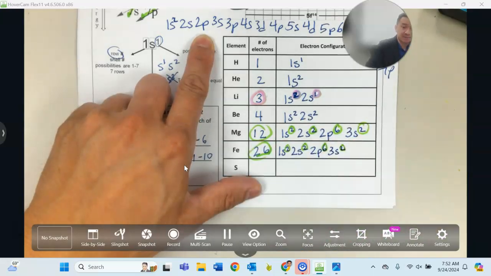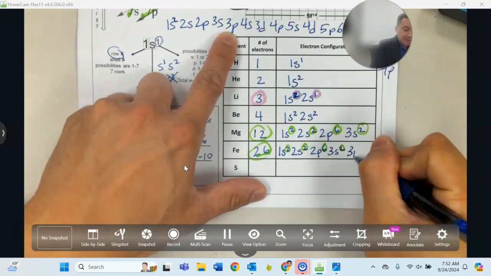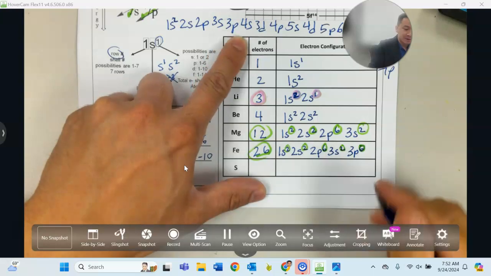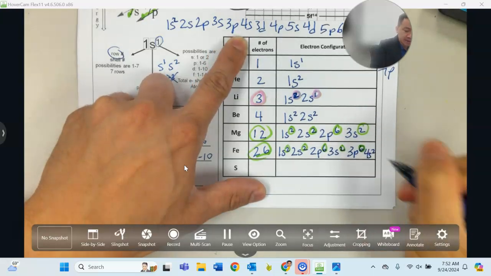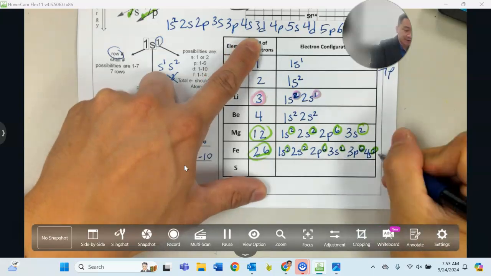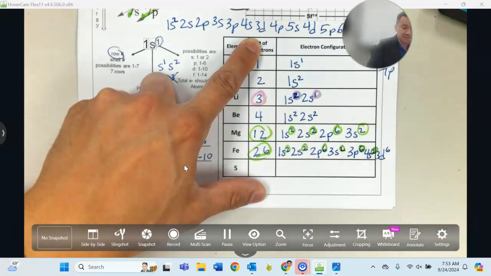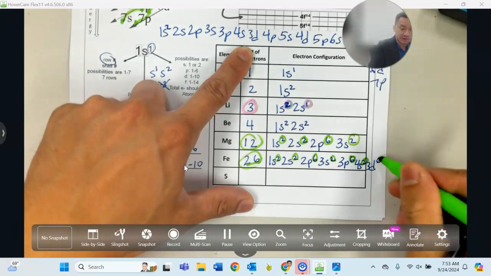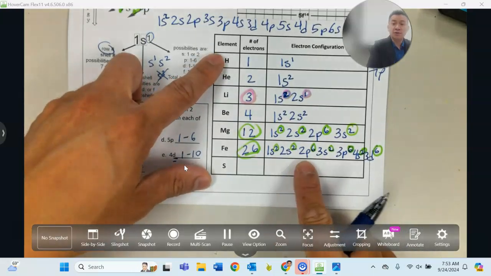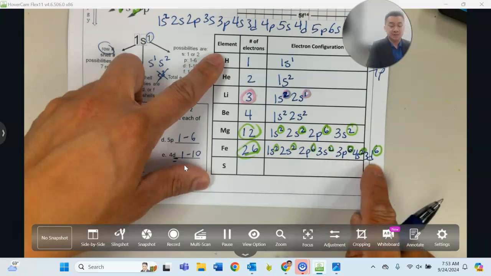We need 26. After 3s is 3p. 3p6. Now that's 18. 4s2. Remember, s can only hold 2, so that's 20. And then 3d. We need 6 more, so 3d6. And voila, that's our electron configuration for iron: 1s2, 2s2, 2p6, 3s2, 3p6, 4s2, 3d6.